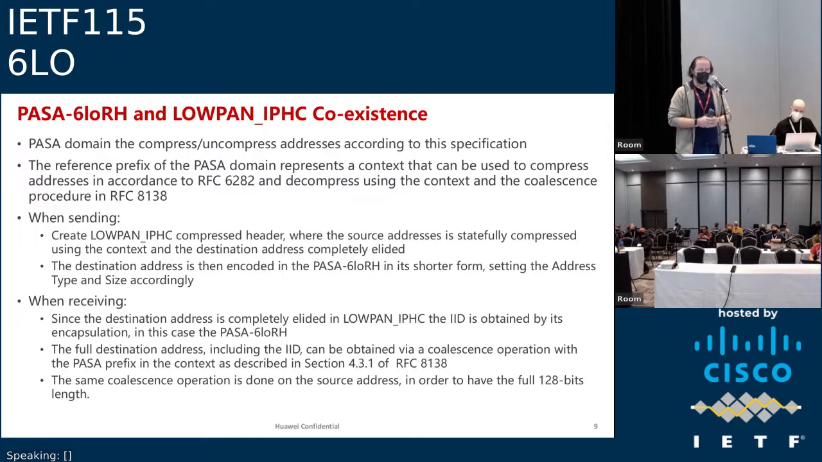So when we send a packet, we compress according to RFC 6282, based on the context. And then, as I said, we take the destination address, we put it in the RH, we delete it from the IPHC, we set the size accordingly, and we send the packet. On the receiving side, we take the address in the RH header, we use it as an IID, and we can rebuild the full IPv6 address according to RFC 8138. There is nothing really special. And this is the intra-domain communication in a PASA domain, okay?